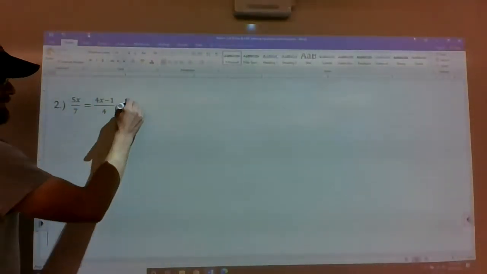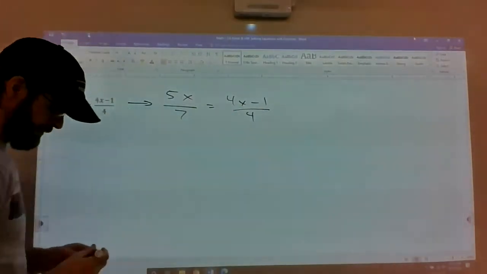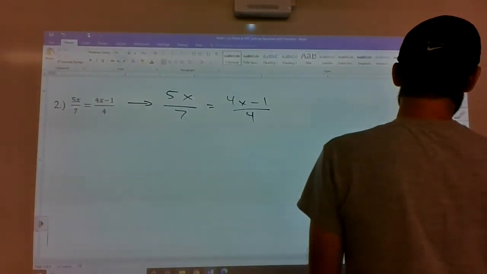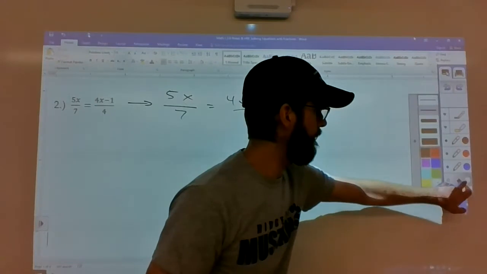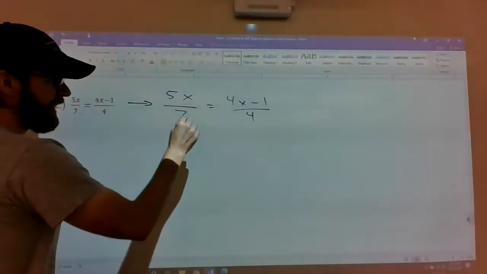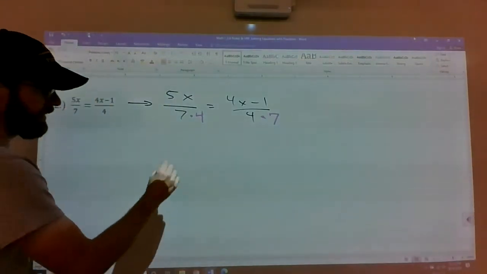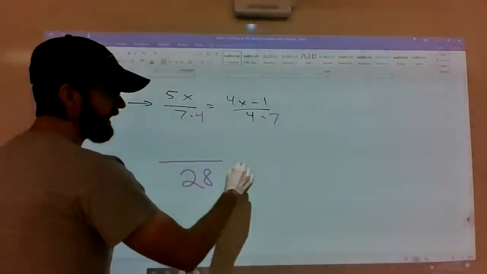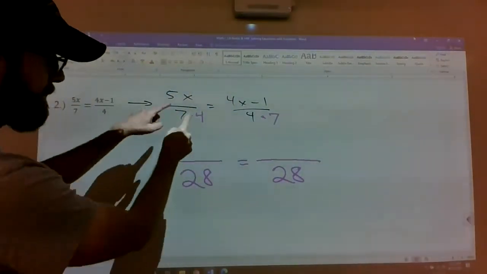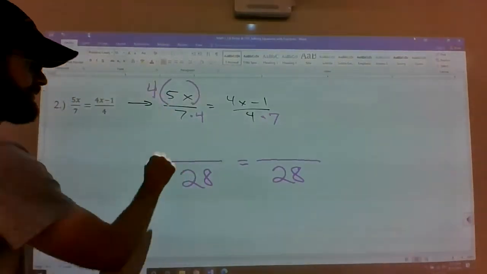All right, we're back. You had 5x over 7 equals 4x minus 1 over 4. You should have multiplied both of them to get 28. So I want to make a 28 denominator here and make a 28 denominator there. I multiplied the bottom of this by 4, so I have to multiply the top of this by 4. 4 times 5x is 20x.